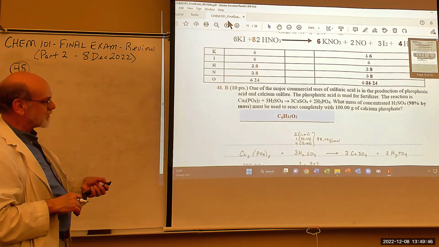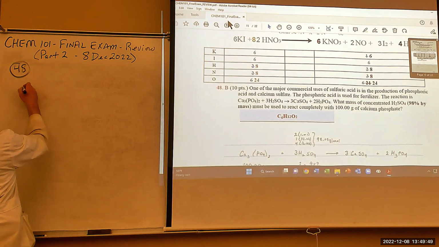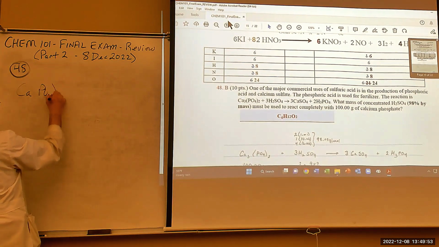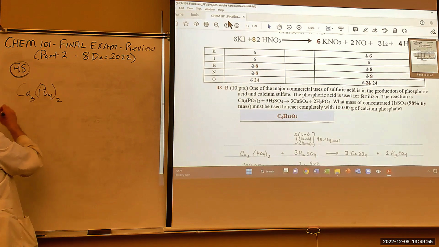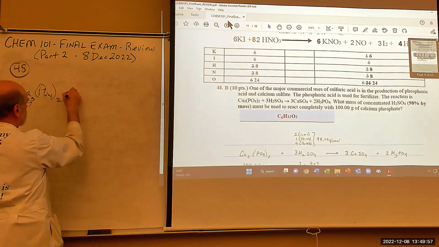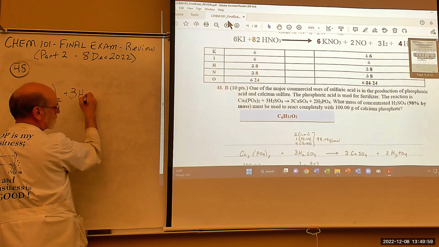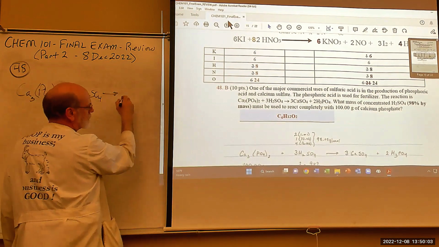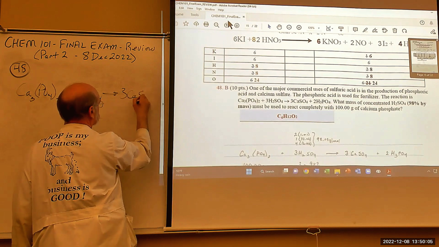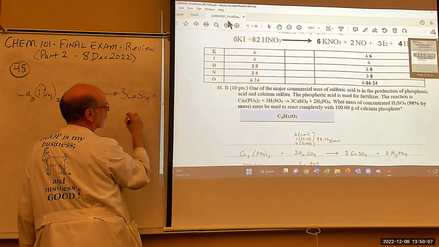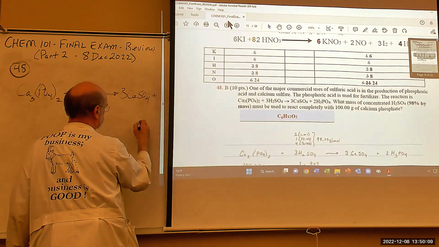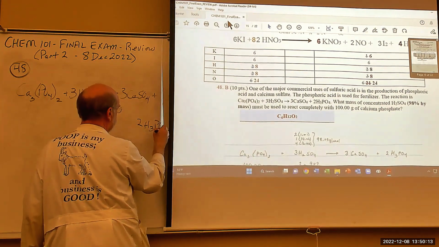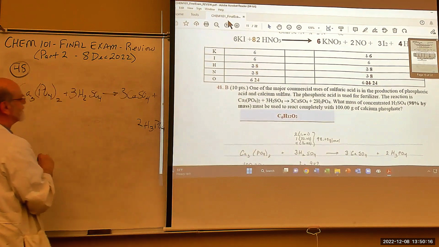Right? So this balanced equation is given to you. Calcium phosphate, right? 3 sulfuric acid yields calcium sulfate plus 2 phosphoric acid. Okay.